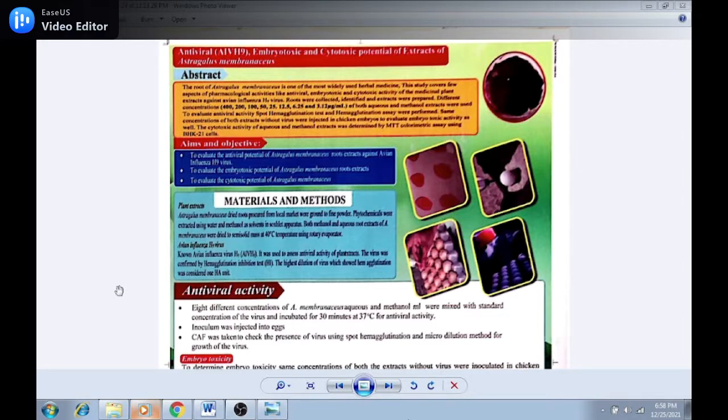My topic is on the antiviral, embryotoxic and cytotoxic activities of Astragalus membranaceus root extracts. In this study, I took the Chinese plant, Astragalus membranaceus. I checked the antiviral and cytotoxic potential as well as embryotoxic potential against avian influenza H9 virus.